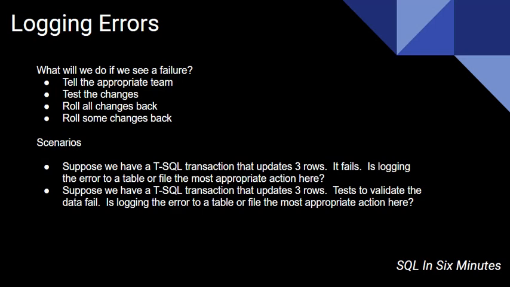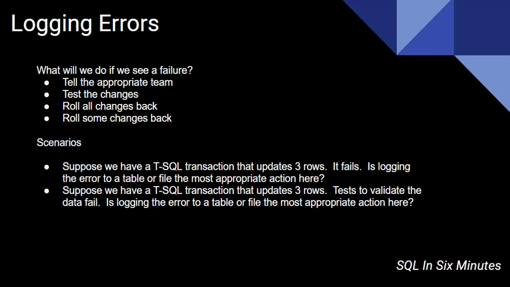So let's suppose that we do see a failure. Now, it's true that we may see the failure in the file, we may see the failure in the table. What's the next step that we're going to do? Now, maybe we don't do anything, right? It may be that we have to tell an appropriate team. It may be that, let's say the update runs and we have to test the changes again, because maybe our test wasn't good. Maybe the update was actually legitimate, but the test wasn't good. We may roll all the changes back, or we may roll some of the changes back.